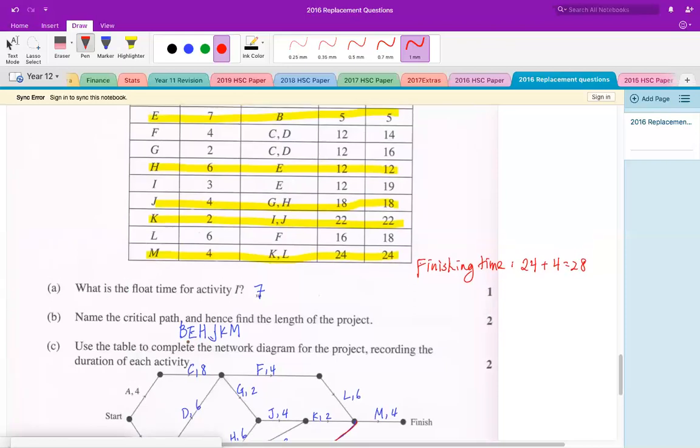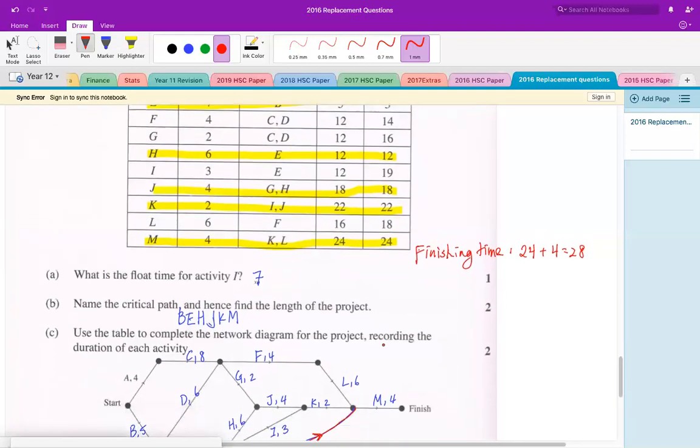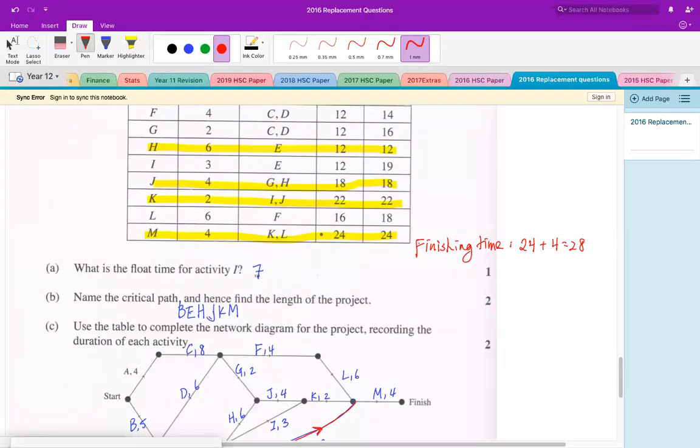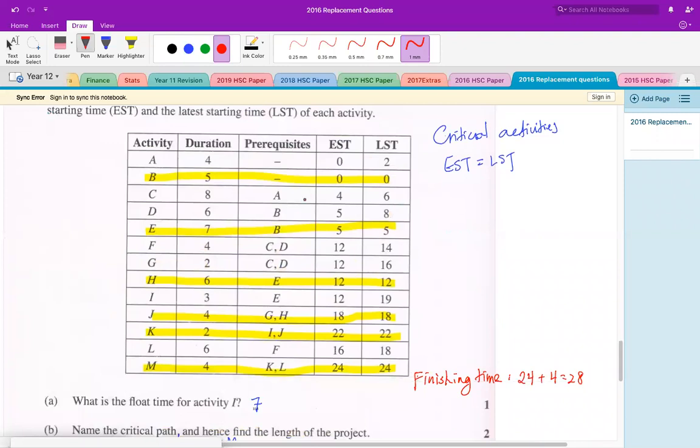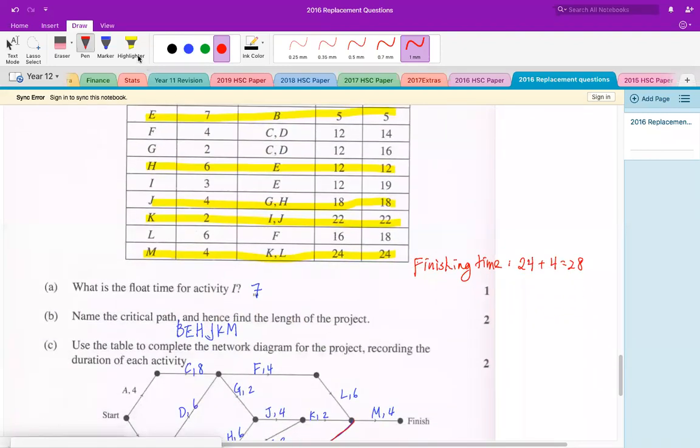So question B, name the critical path and hence find the length. Oh, I actually already did B accidentally. So I highlighted these tasks because the early starting time and latest starting time are equal. And the length of the task is just 24 hours plus 4, right? 28 hours.